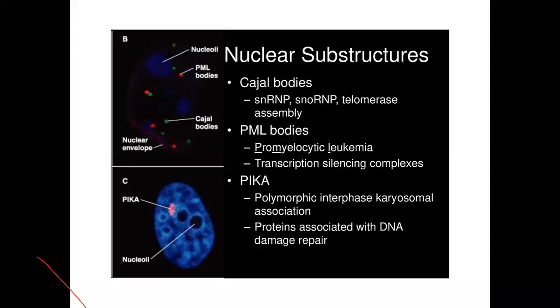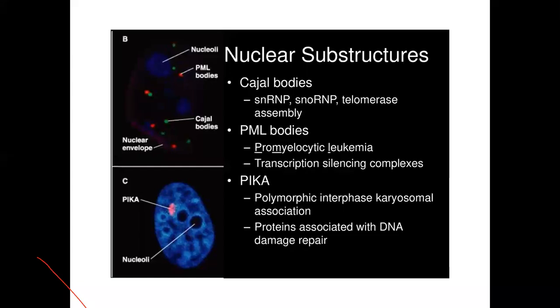And then pica bodies, that is a myelocytic leukemia. They are helping mainly in transcription silencing complexes. The functions of this pica are unclear, but especially they are associated with the chromatin.